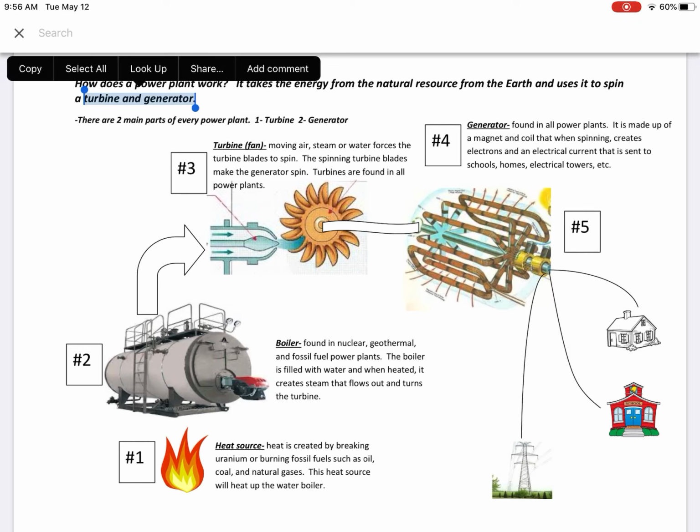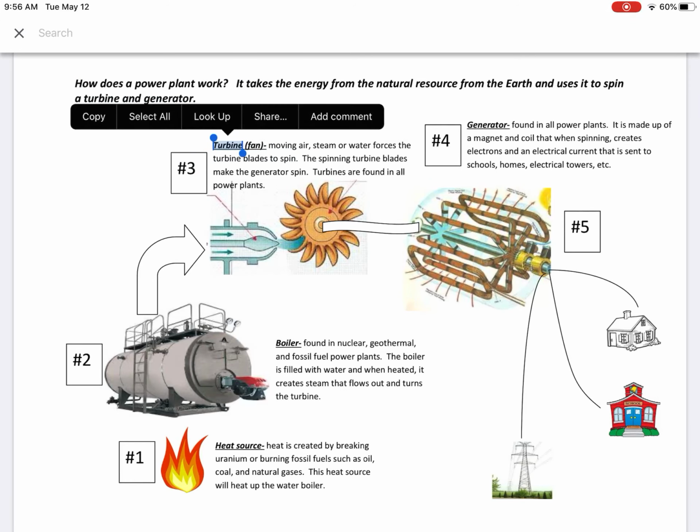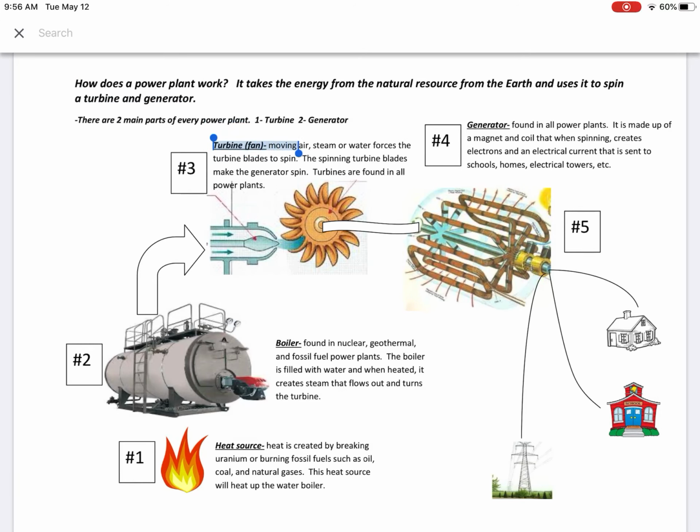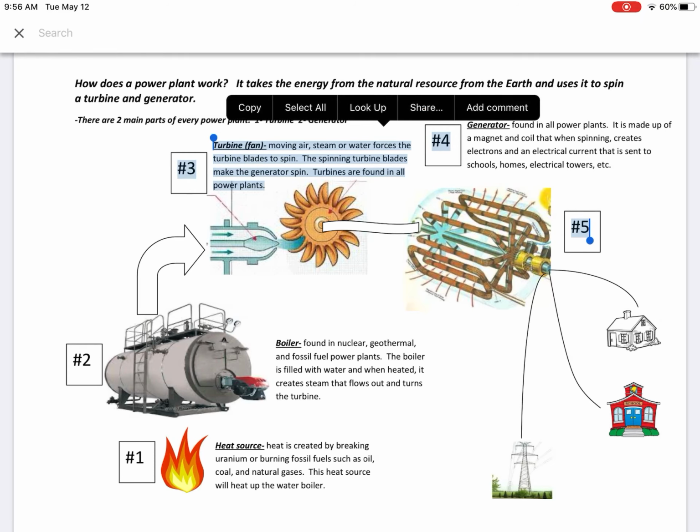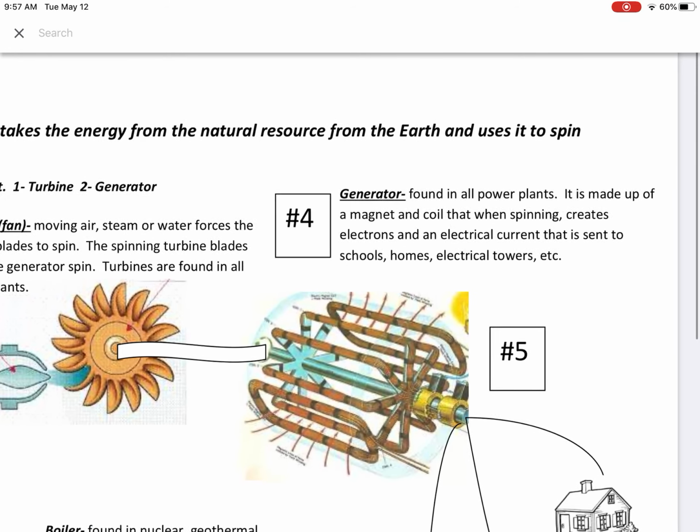Now, what is each part? Well, a turbine is nothing more than a fan. That's it. It's a stinking fan. It has blades just like a fan. It turns like a fan. And that's what it does. It spins. Now, the turbine is connected by like a wire or a chain or something. And when it spins around, it's connected to the generator, and that works the generator.